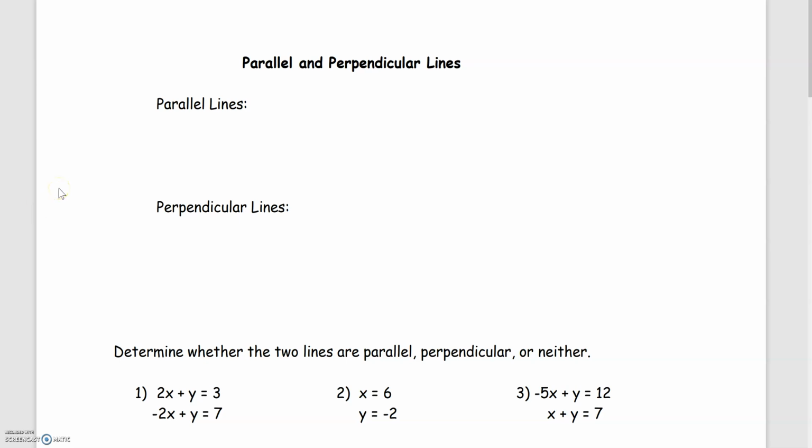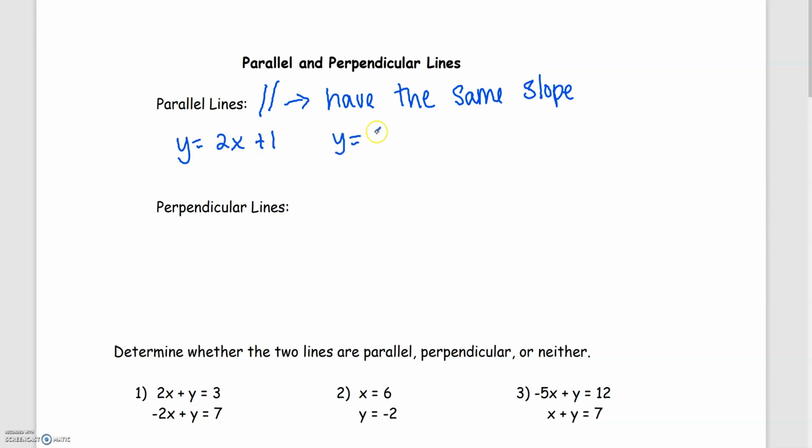So let's begin. Let's first talk about parallel lines, what qualities they have. Parallel lines never touch, so they have the same slope. We would see, for example, y equals 2x plus 1 and y equals 2x minus 7. We see that they both have a slope of 2.